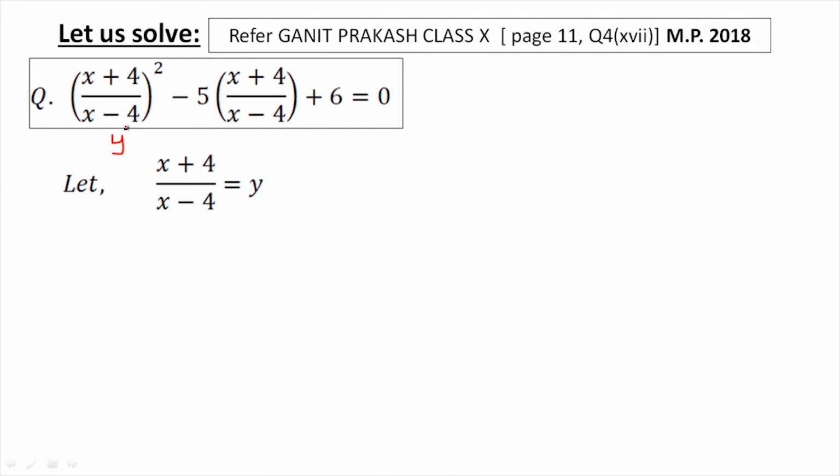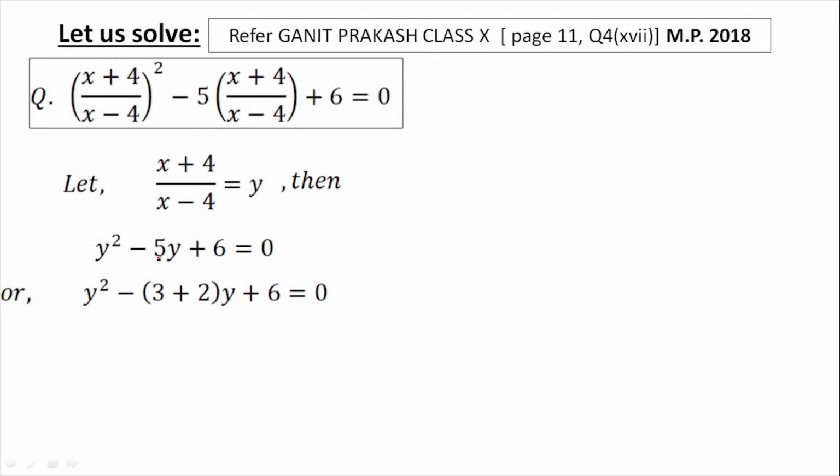So this whole thing will become y square minus 5y plus 6 equals 0. Again, this is a quadratic equation, so we can solve it either by Sridhara Acharya's method, or by breaking the middle term. Here let's use breaking the middle term.